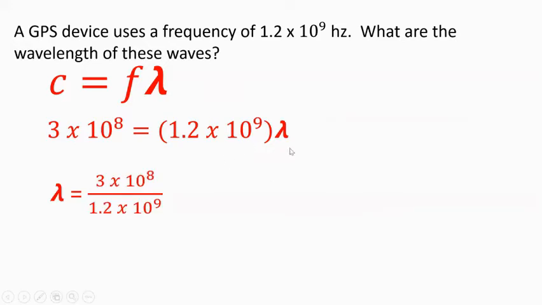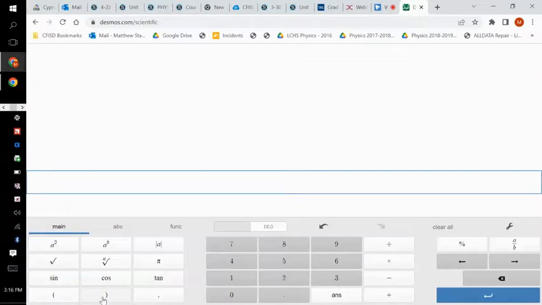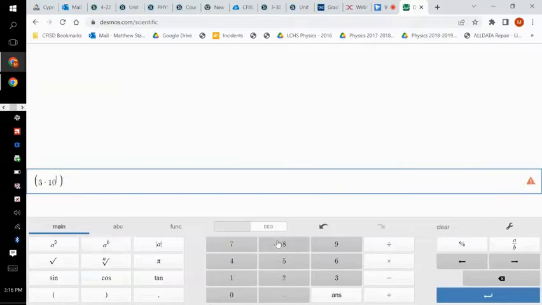So using algebra, the next step would be to divide both sides by this term right here, 1.2 times 10 to the ninth. How do we do this? We're going to go to an online calculator and type in the scientific notation number that was on top of the fraction. We'll do that by having parentheses. Inside the parentheses, I just go 3 times 10. It's supposed to be 10 to the 8th, so I'm going to come over to this button, where there's a little A on the bottom and B on the top, and put 8.